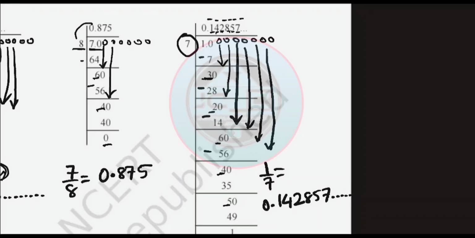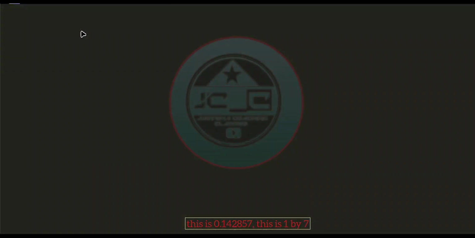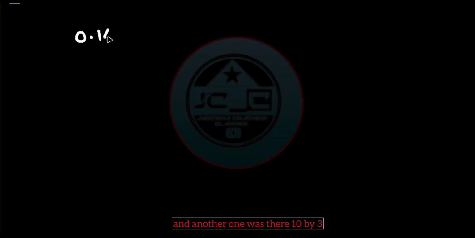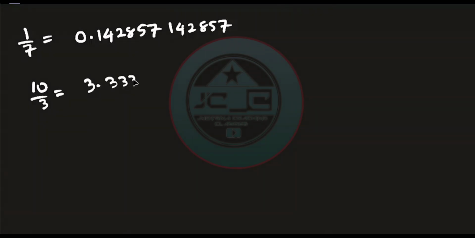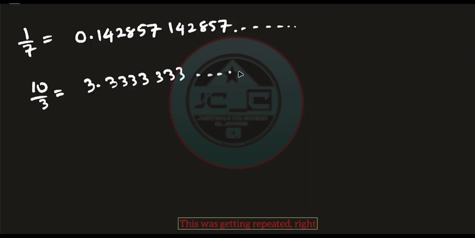If we see here, this is 0.142857, 142,857. This is 1 by 7, right? And another one was there, 10 by 3. This was like this, 3.33333. This was getting repeated, right?